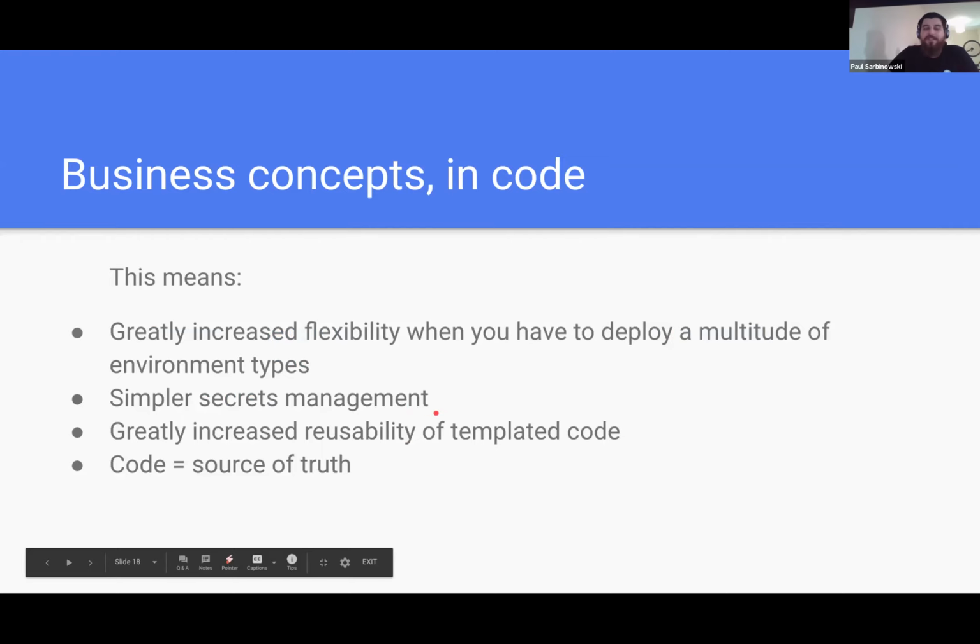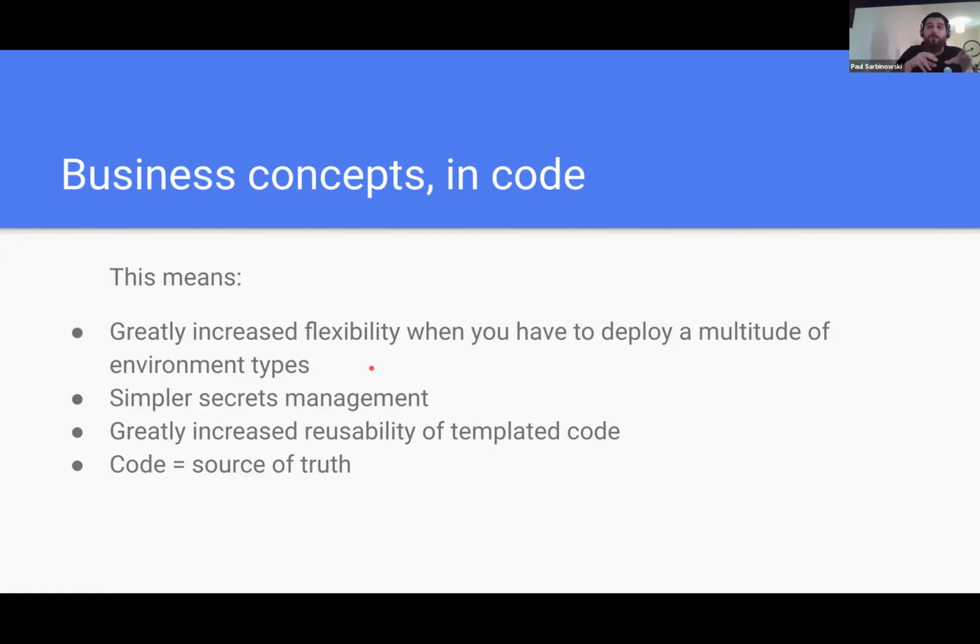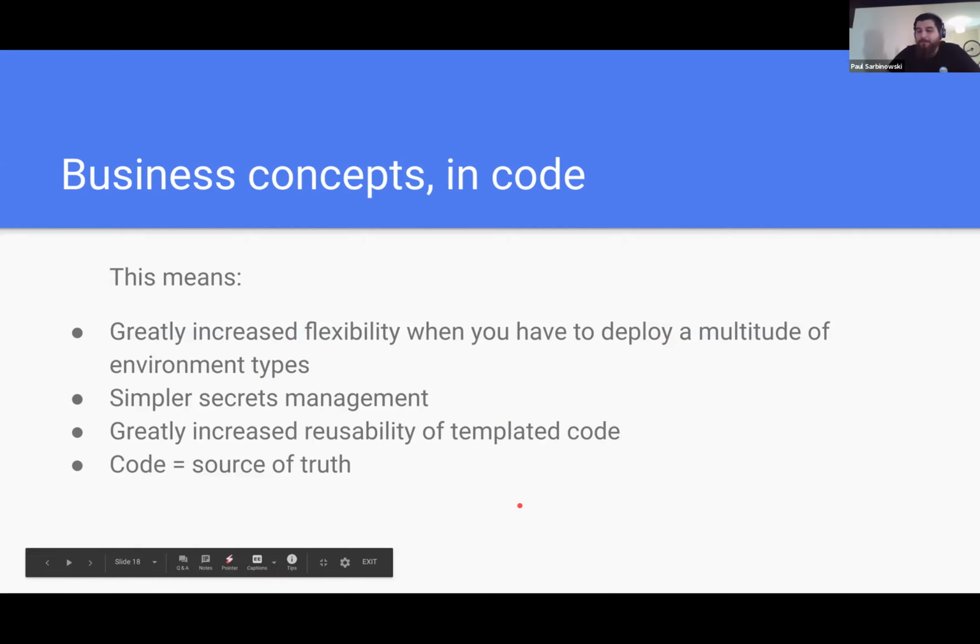So what does this mean, essentially? It gives you much bigger flexibility when you have to deploy to a lot of different environments, but at the same time, you don't want to write the same configuration over and over just to switch a couple of the parameters inside and make sure that works in your environment. It simplifies secret management, obviously, and at the same time, you have greater reusability of templated code, but the benefit as well, which I didn't mention here, is in debugging.